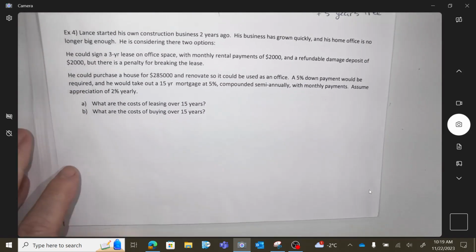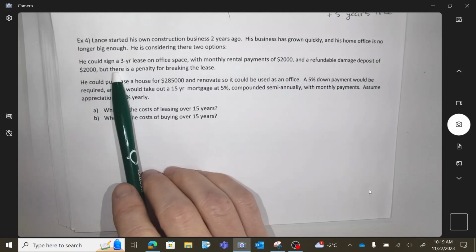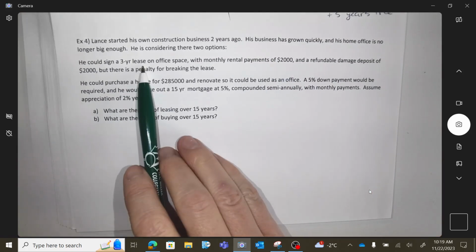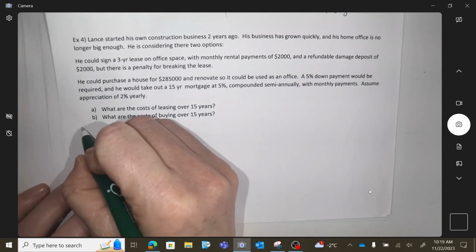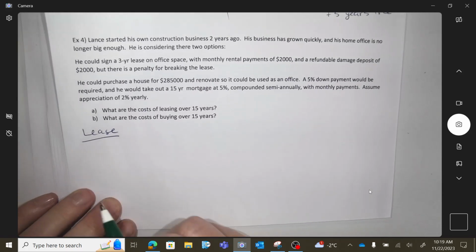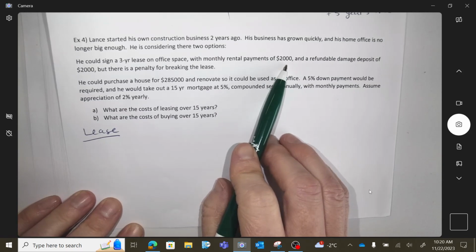Okay, so here we go. Lance is making a construction business. So here are his options. He could lease or he could purchase. Okay, so lease. Monthly, $2,000.